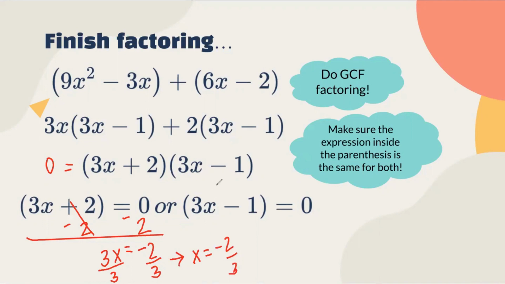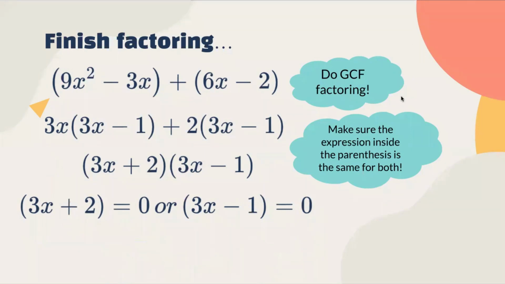Do the same for 3x minus 1. Add 1 to both sides. That would give you 1 equals 3x. Then you can divide both sides by 3 to isolate x, and you would get that x equals 1/3. And those would be your two x values.